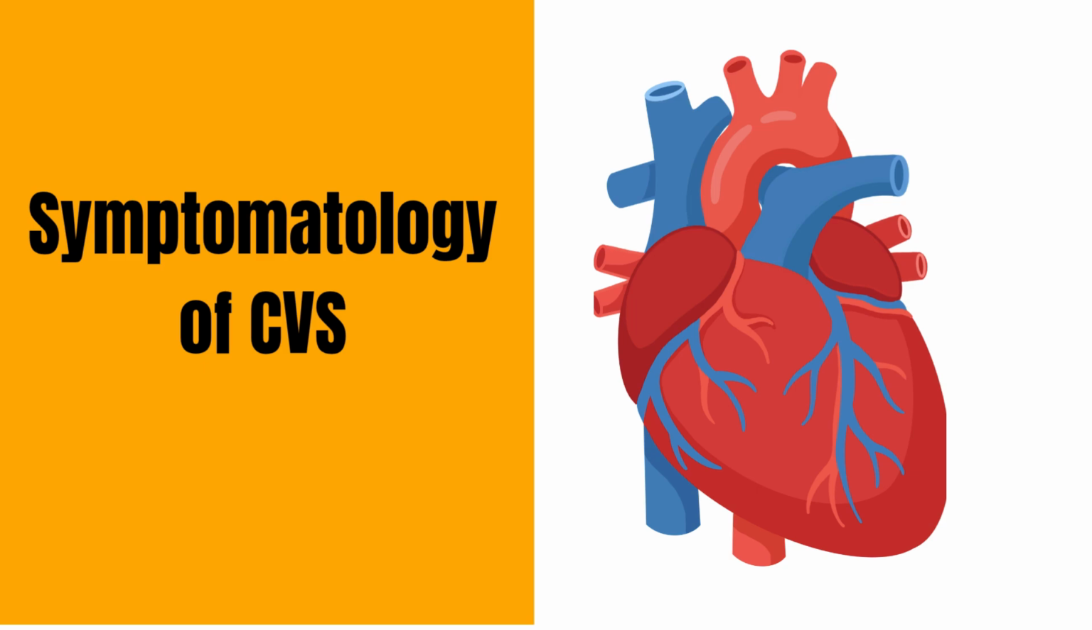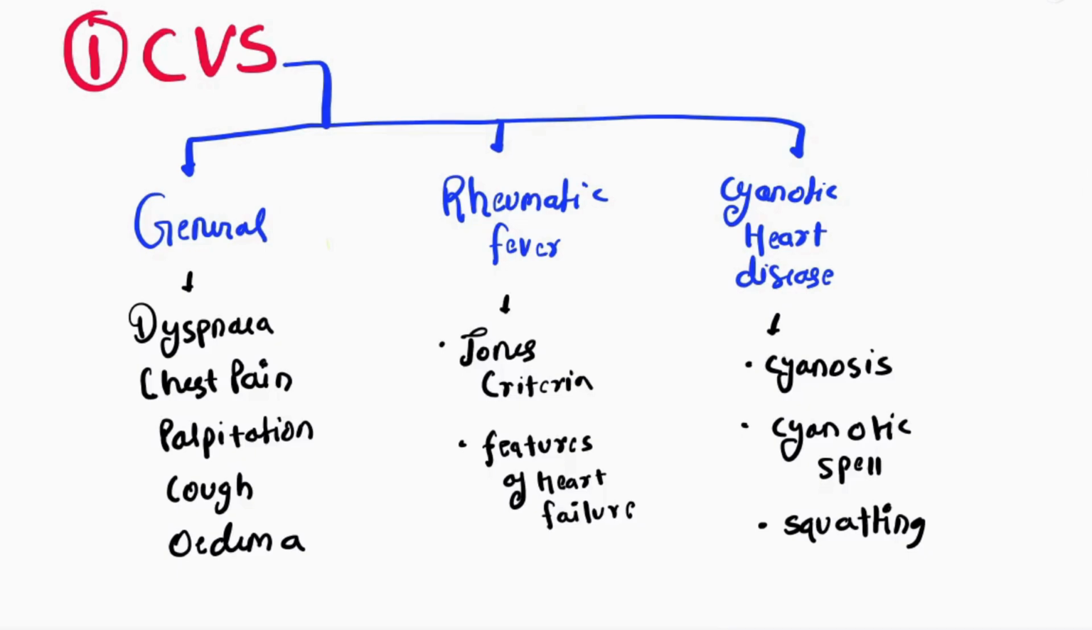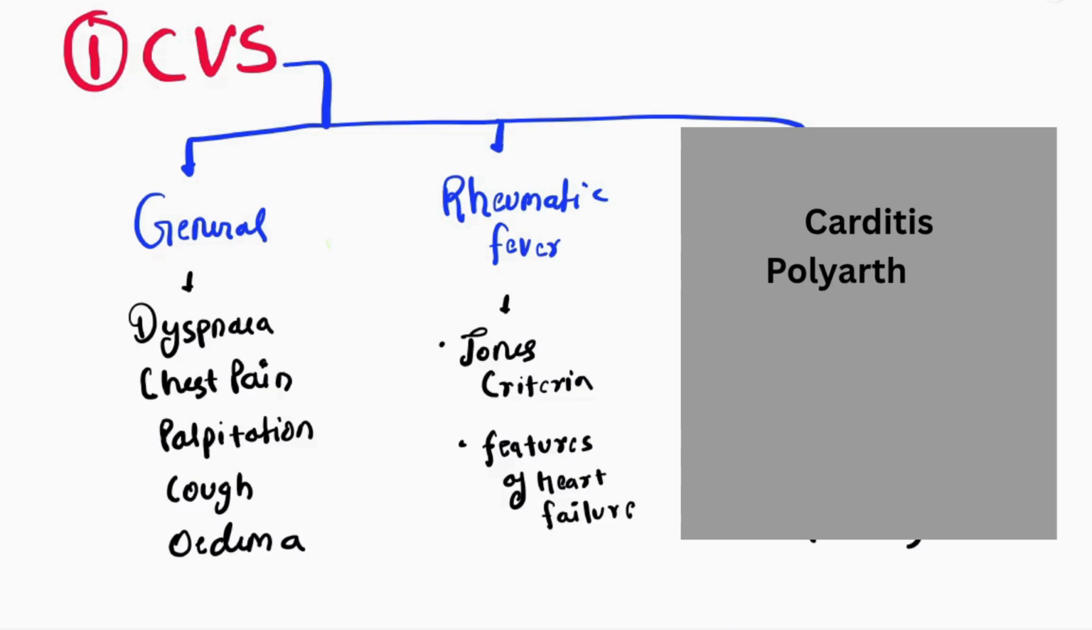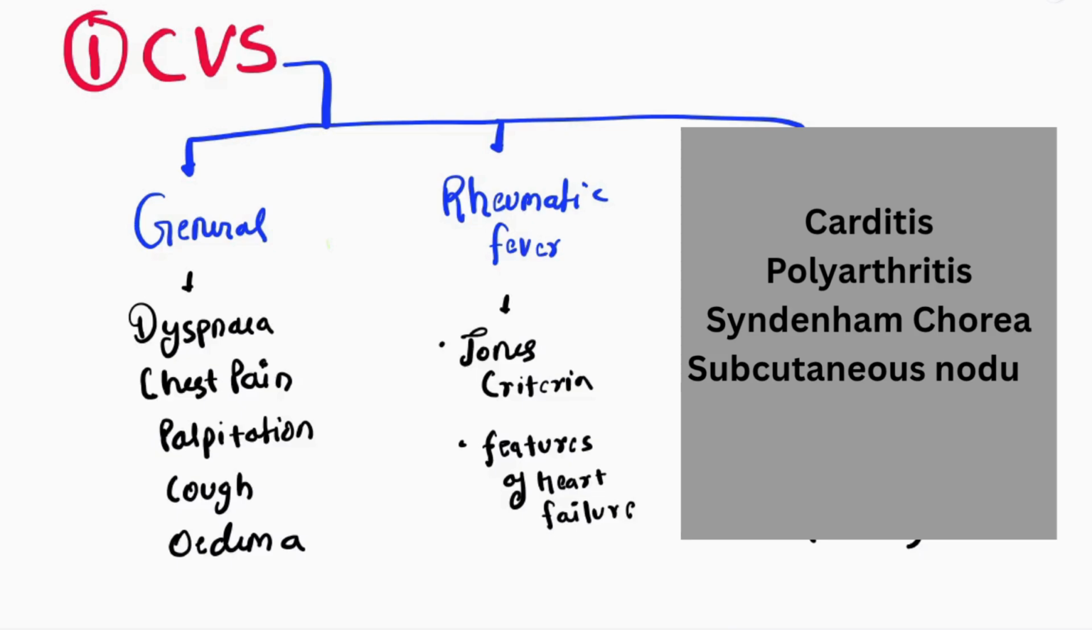So let us begin. First, the symptomatology of the cardiovascular system. The general features that a pediatric patient might present with are dyspnea, chest pain, palpitations, cough, edema, and features which are specific to rheumatic fever are the ones which we include in Jones criteria, that are carditis. So, clinical evidence of carditis is what I mean. Arthralgia, arthritis, subcutaneous nodules, Sydenham's chorea.